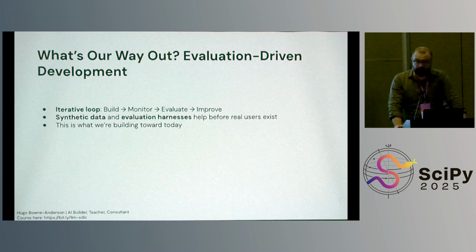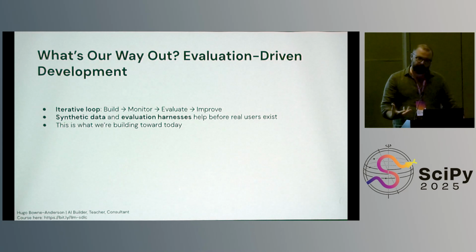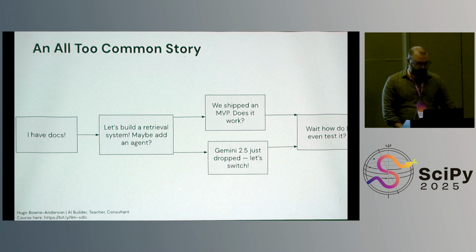And what you can even do, and I loved Alison's previous talk, particularly the synthetic data stuff, is generate synthetic data and build basic evaluation harnesses before real users exist. Now, when you do get real users, you want to make sure your synthetic data is aligned with the type of data you're seeing, which it definitely won't be, but you want to get some sort of alignment there. And these are the types of things we're building towards today.